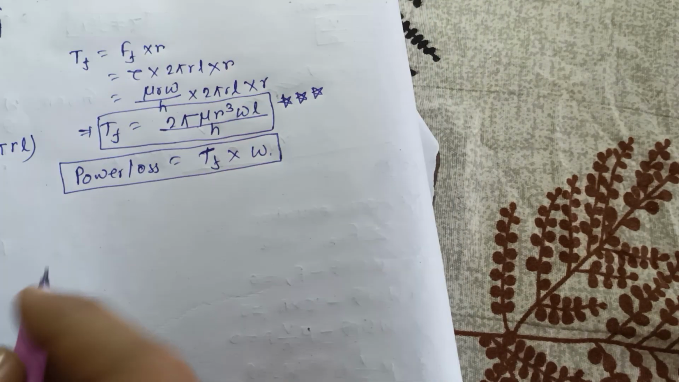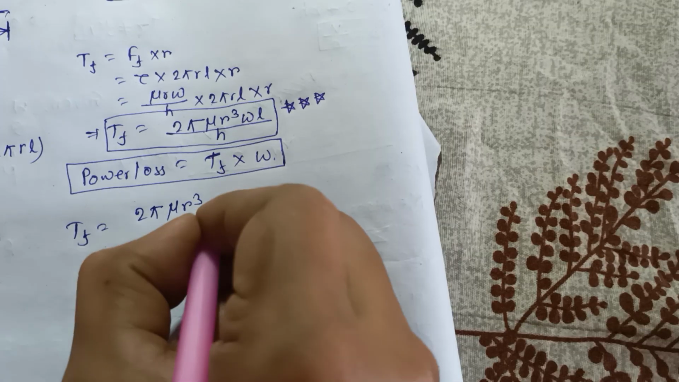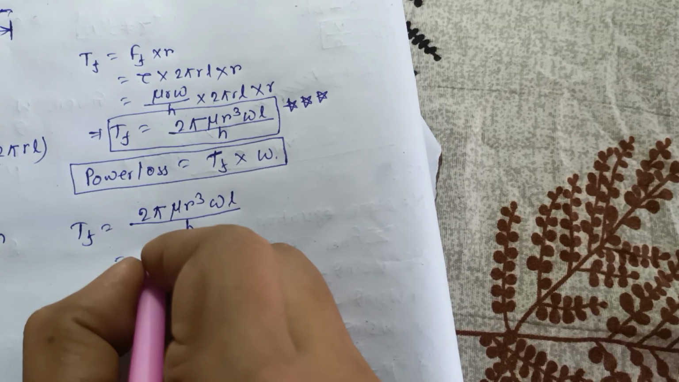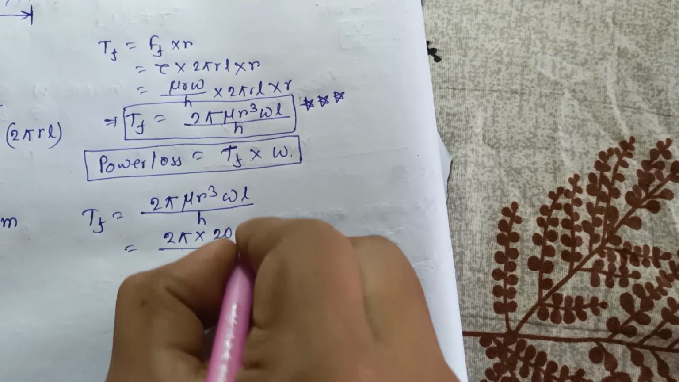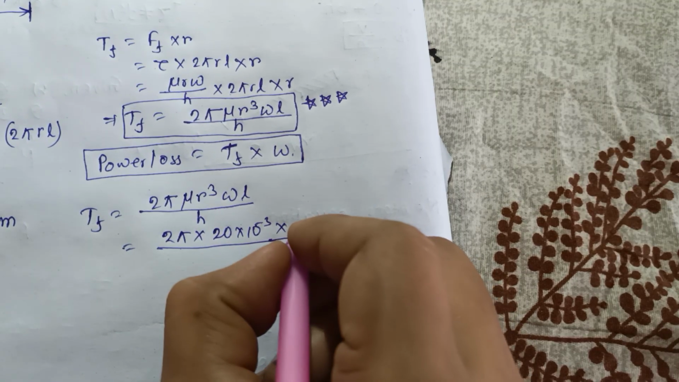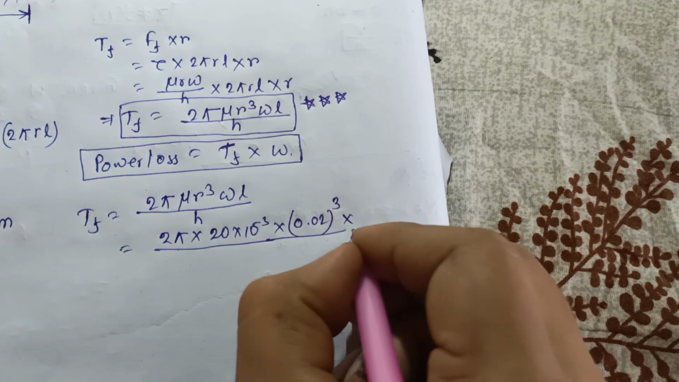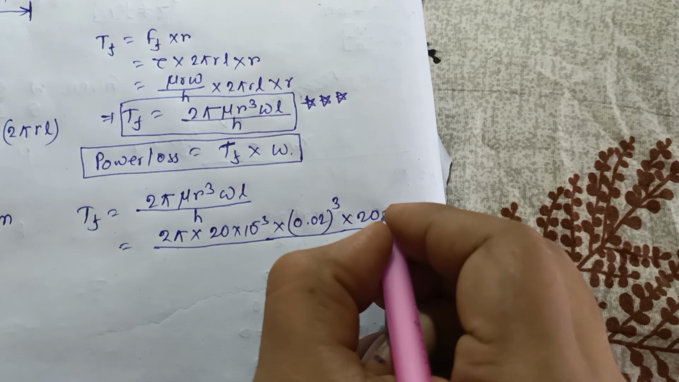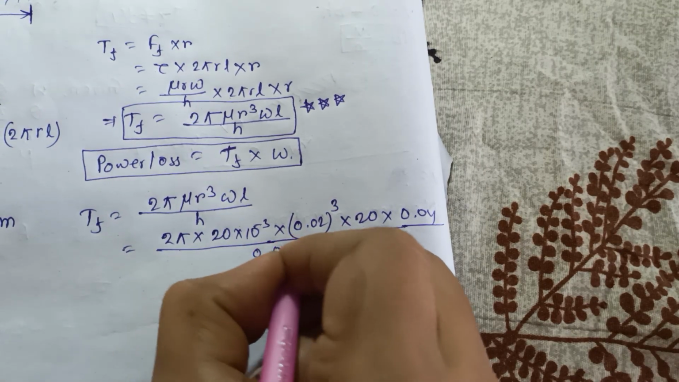So here we know the formula, torque is 2 pi mu R cube omega L upon H. So from here, 2 pi, and mu is 20 into 10 to the power minus 3, R cube is 0.02 to the power cube, into omega. What is the value of omega? That is 20. And L is 0.04, and H is 0.020.